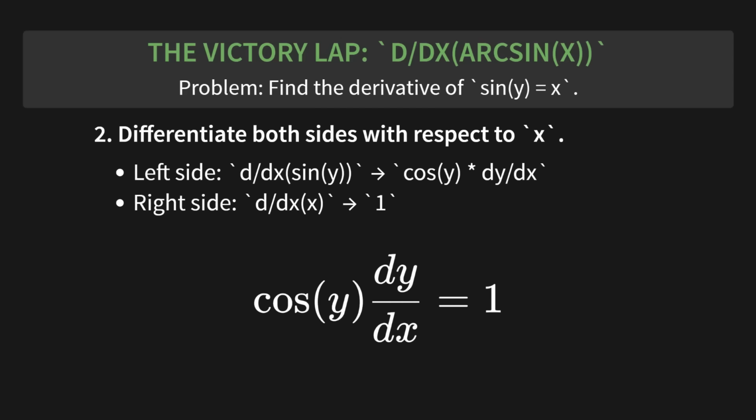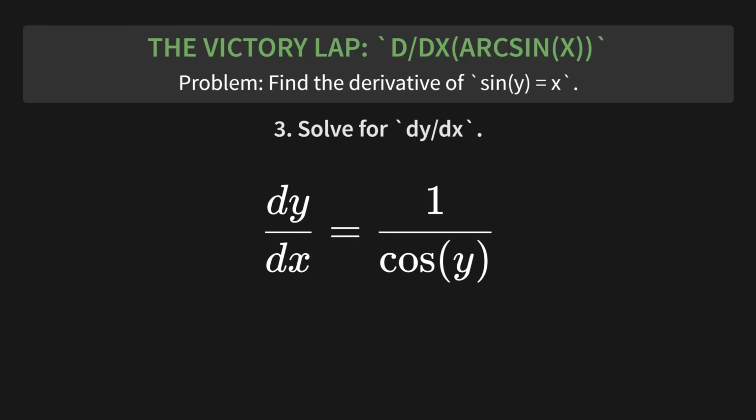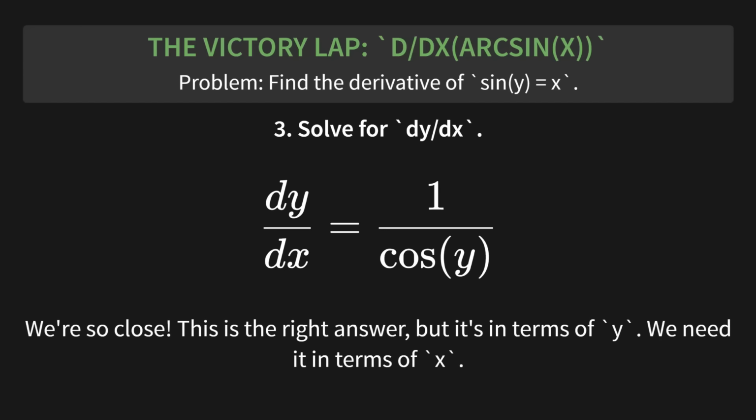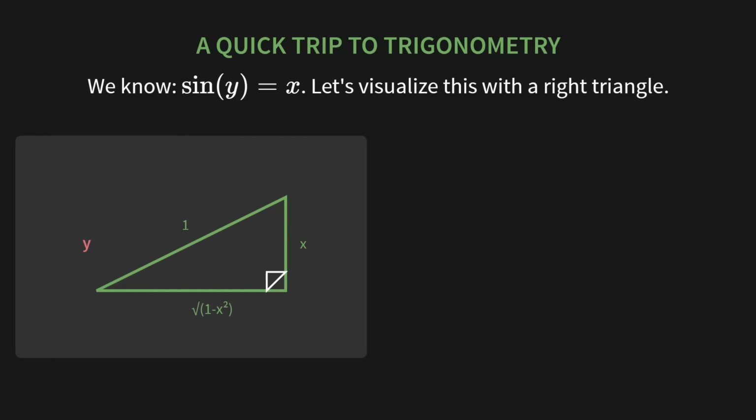Step 3. Solve for dy over dx. We just divide by cosine of y. We get dy over dx equals 1 over cosine of y. We're so close. This is the right answer, but it's in terms of y. We need it in terms of x. Time for a quick trip to trigonometry. We know that sine of y equals x.